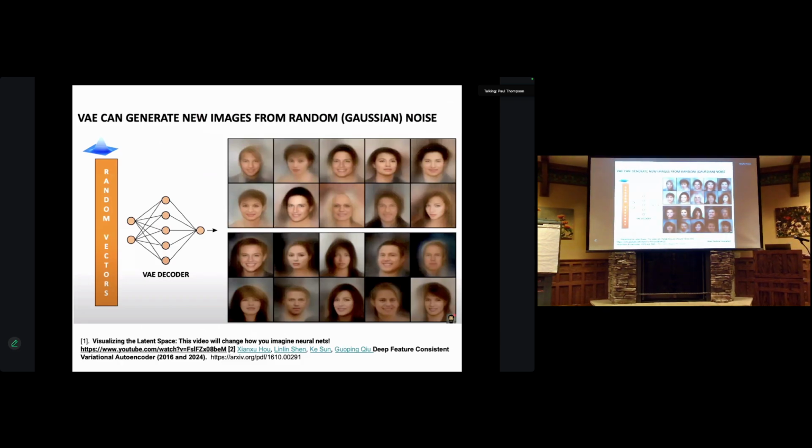Now, a VAE can generate, using the trained decoder, images corresponding to a random vector. So we're going to put a random vector in the multivariate Gaussian space into the decoder and say, can you make me a face, please, that has this vector as its latent code? And this is kind of cool. It's called Visualizing the Latent Space. This video will change how you imagine neural nets. You can play with this. You can make faces. It's kind of fun.